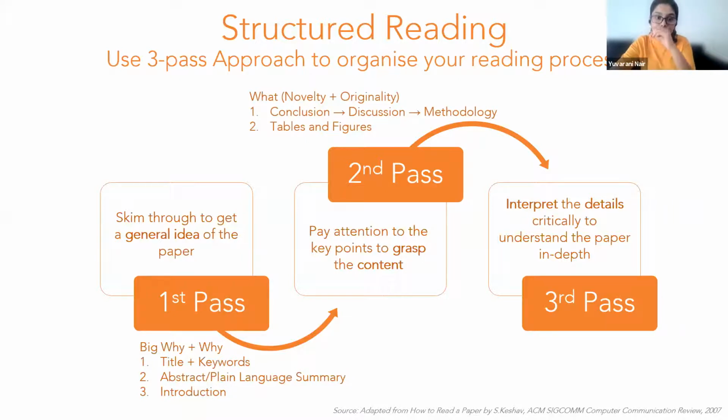After selecting the paper, the reader goes through the second pass, where they actually pay attention to the key points. During this pass, they try to identify what is original in the paper, what is so novel about the research or the findings. They extend their understanding from the conclusion into the discussion, looking at what approach the research has taken, and how the author came to a conclusion.